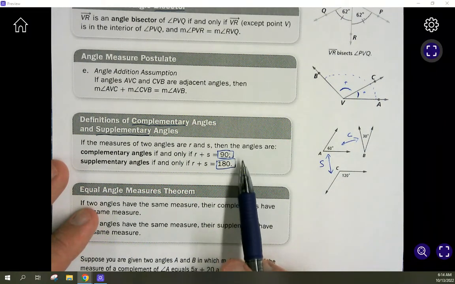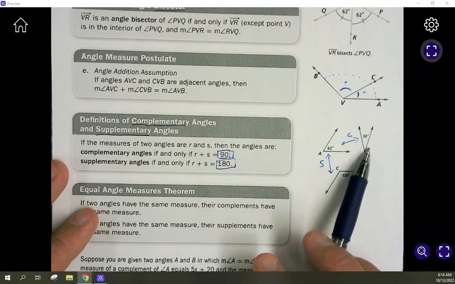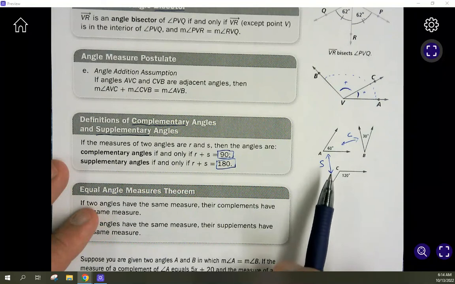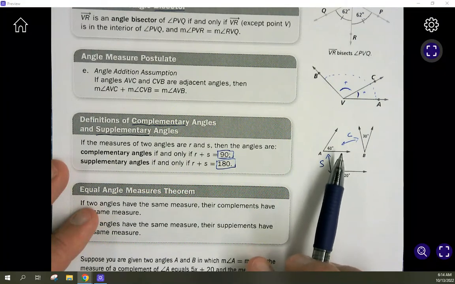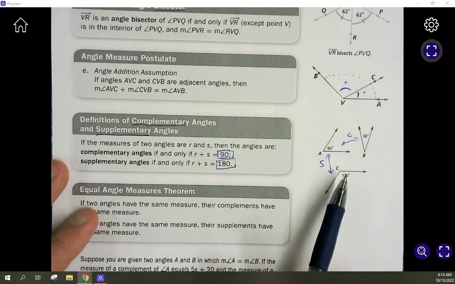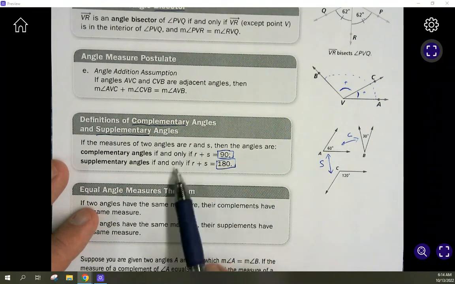Most of the time when we're talking about these types of angles, they're connected in special ways in a picture to create 90 or to create 180. But it's not just limited to those special cases. Any two angles that add up to 90 are complementary. Any two angles that add up to 180 are supplementary.